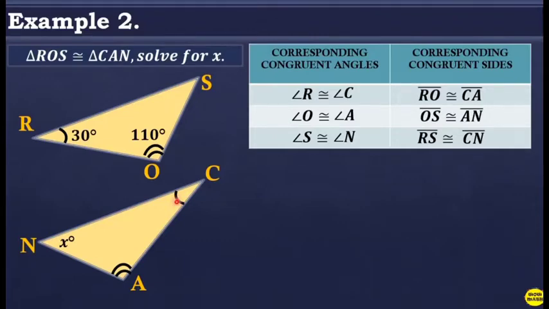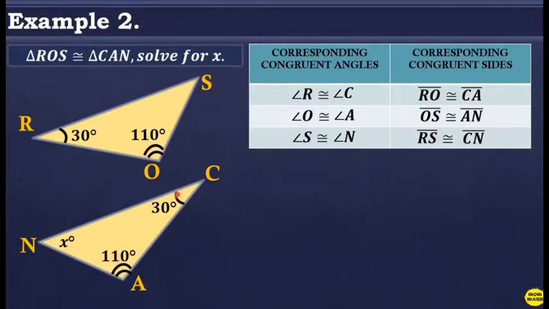Okay? But since meron siyang mark, kahit wala siyang measure dyan, kung titingnan natin, since meron siyang single mark, ibig sabihin, this angle is congruent to this. So, this is also 30 degrees. Okay? So, wala man siyang measure, pero kung titingnan natin, meron siyang markings. Okay? And then next, since ito, pareho siya doon, so this is also 110 degrees.